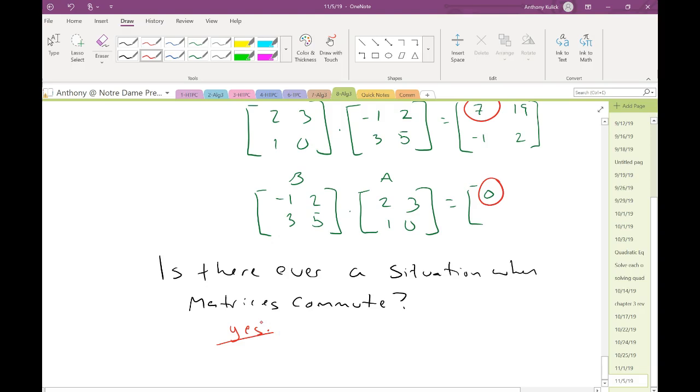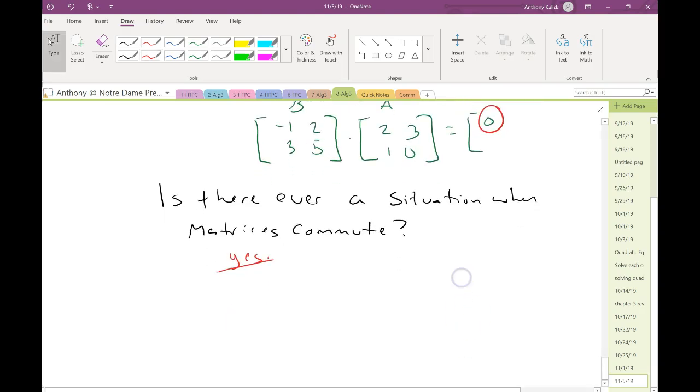Yes. There still are some situations where A times B is going to equal B times A. But as you've seen so far, it's going to be a very special situation. There are two situations that I would expect us to be able to come up with on our own right now. So think about it for a second. Two matrices that you multiply together, and you get the same answer whether you multiply them A times B or B times A.